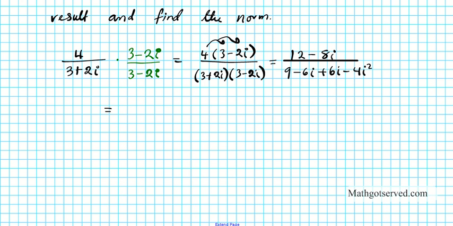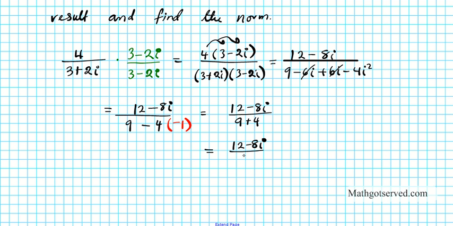That becomes 12 minus 8i over 9. Notice these two are opposite, so they cancel out. Okay? So 9 minus 4i squared. You cannot have i with a power bigger than 1. So i squared becomes negative 1. Okay? So simplifying further, we're going to have 12 minus 8i divided by, minus times minus is a plus, 9 plus 4. Final answer is going to be 12 minus 8i over 13.